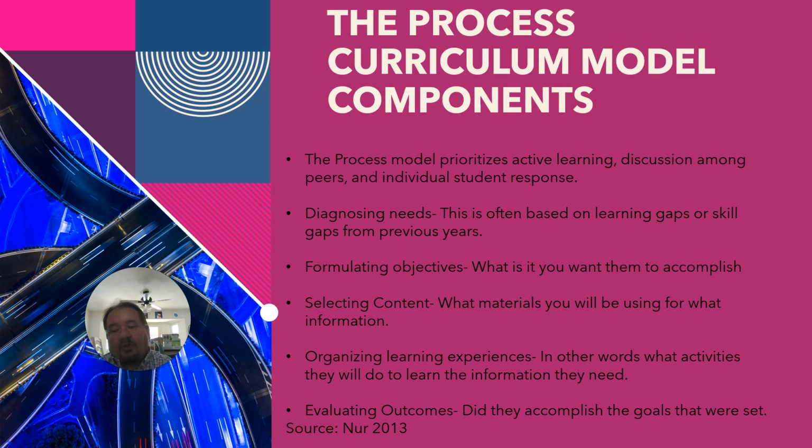You have to formulate objectives, what it is you want them to accomplish. One of the objectives we're going to have for this upcoming school year is our students will end up writing about 6 essays total. I was trying to push it to 9, but some of my colleagues thought that was a little bit ambitious. So we're going to be doing 6 this year.